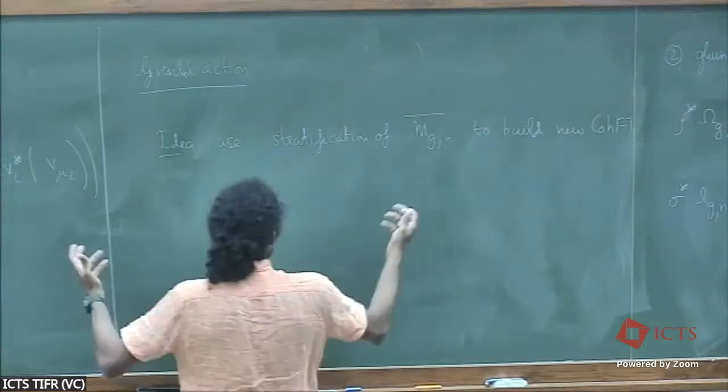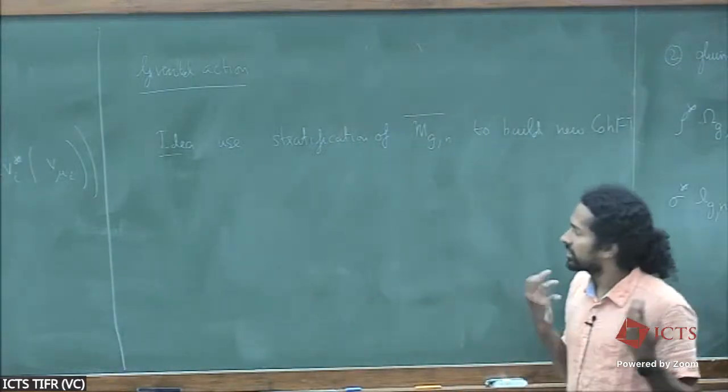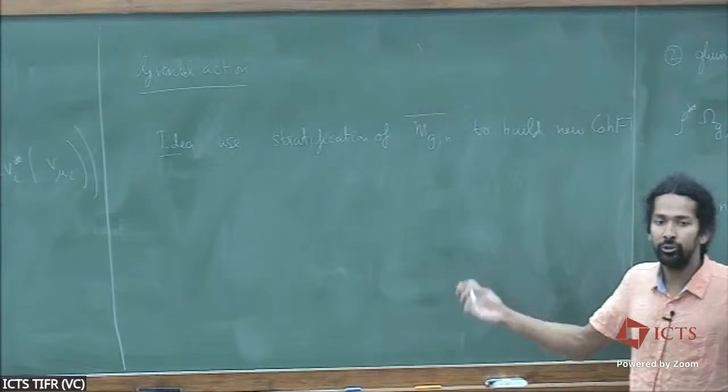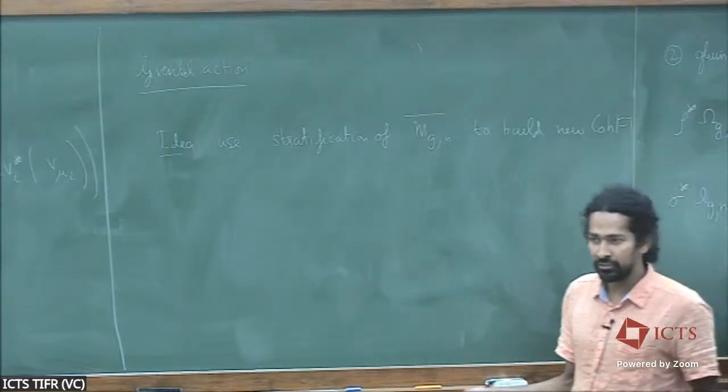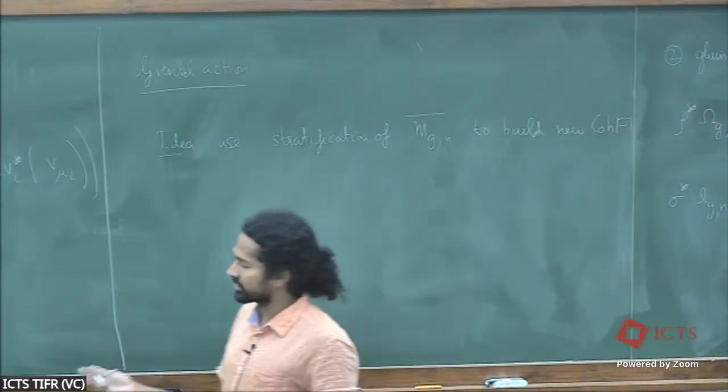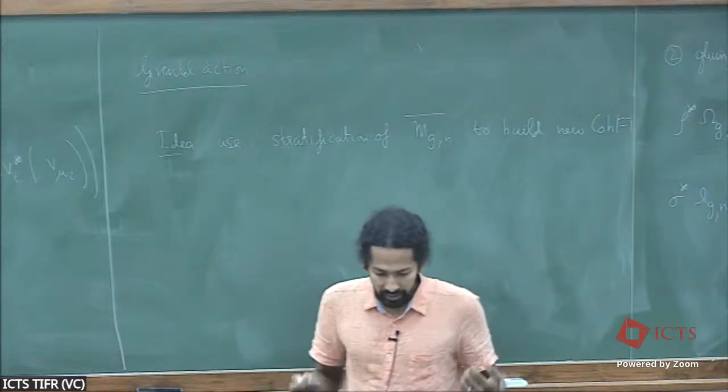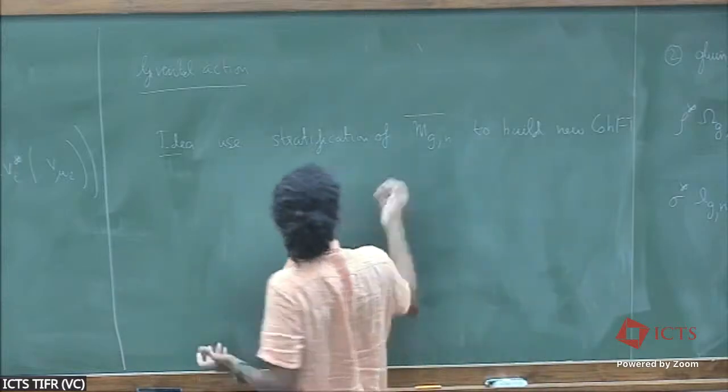But the idea is the following. Let's say I give you a CohFT and I want you to build me a new CohFT using something that you know about the moduli space of curves, like maybe some of the cohomology classes that you know on the moduli space of curves. So how do you do this? Using the stratification.